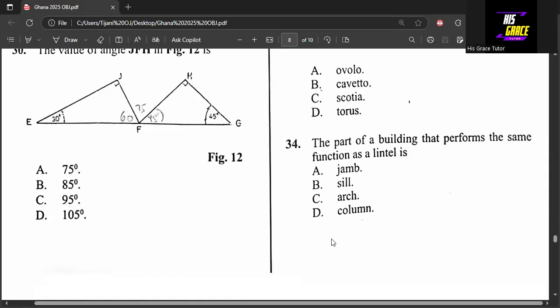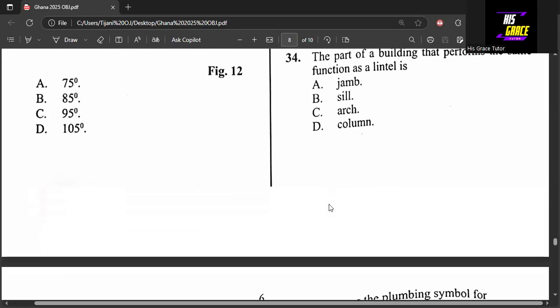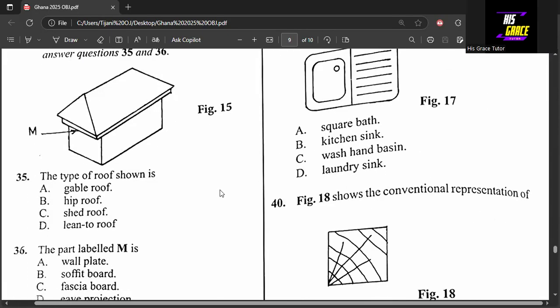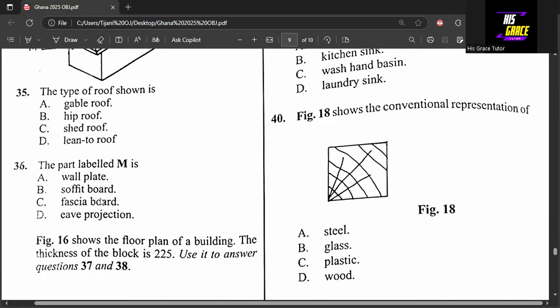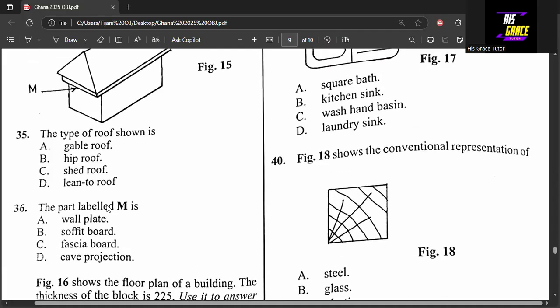Question 34. The part of the building that performs the same function as a lintel is hack. That is option C. Then question 35. Here we are using this diagram to answer questions 35 and 36. Question 35 says that the type of building roof shown is a hip roof. So this is a hip roof. Then the part labelled M is fascia board. That is option C for question 36.